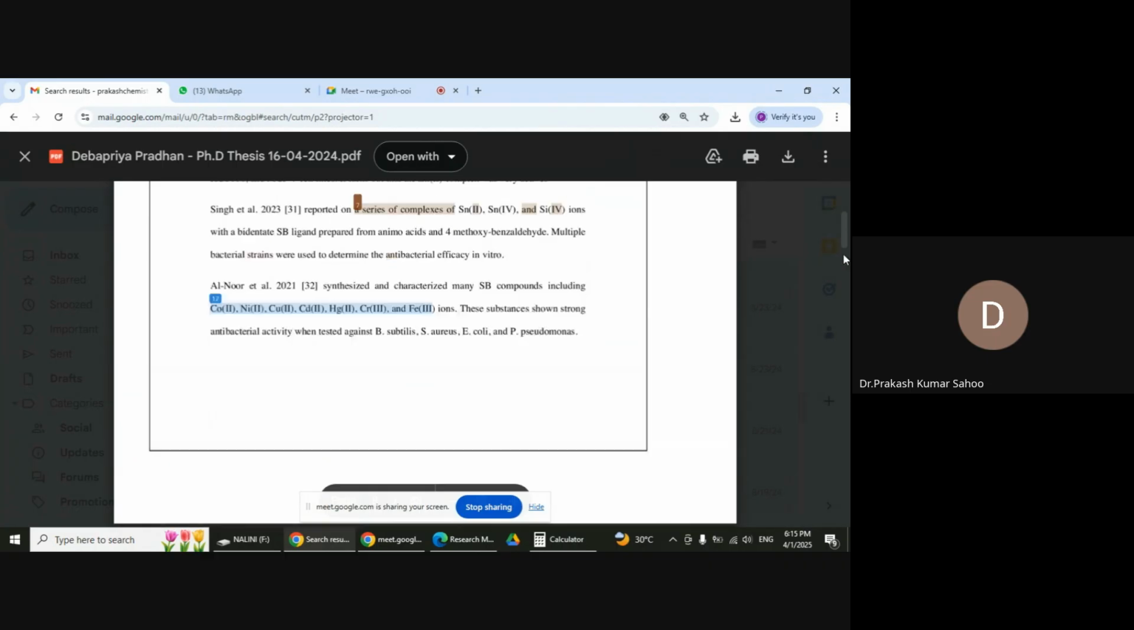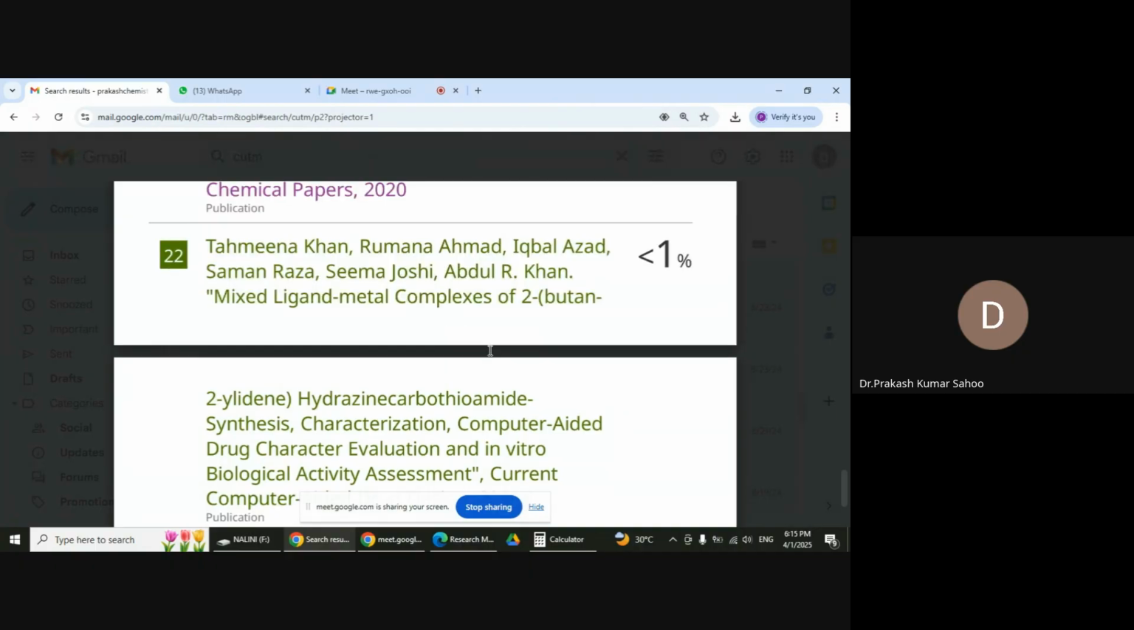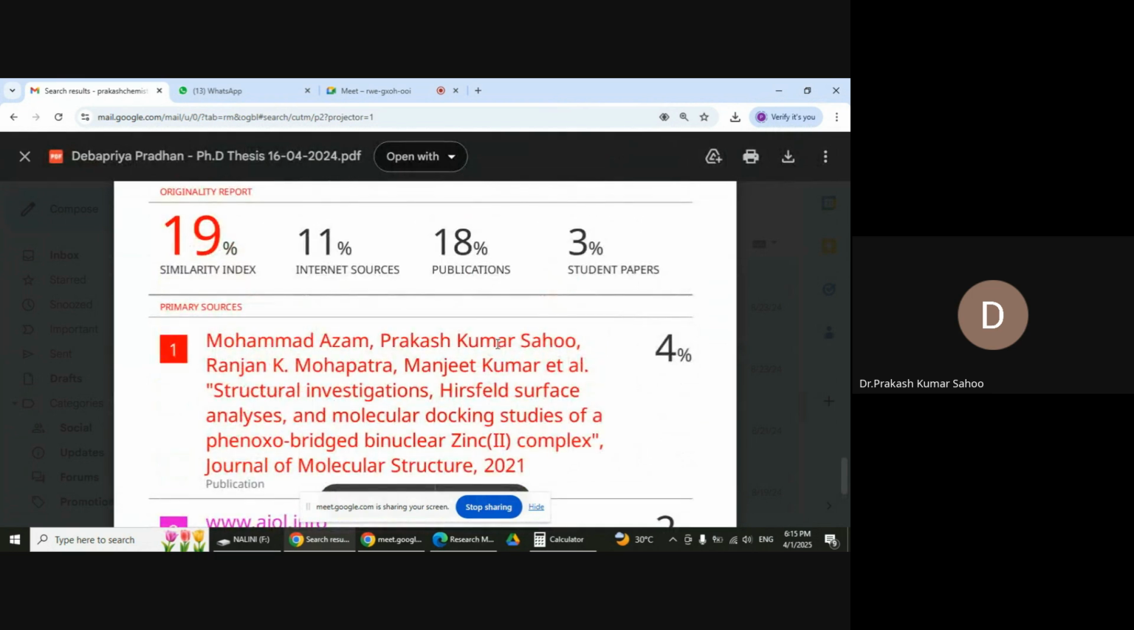Okay, just see here, at the end we have the names of the published papers with different colors. And here just see, 19% similarity index. That means overall my PhD thesis has 19% plagiarism.